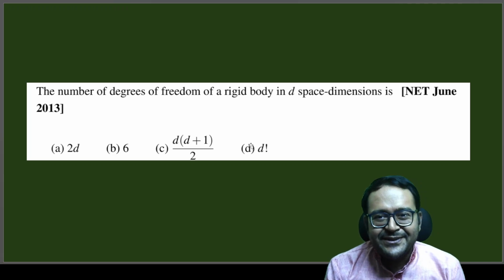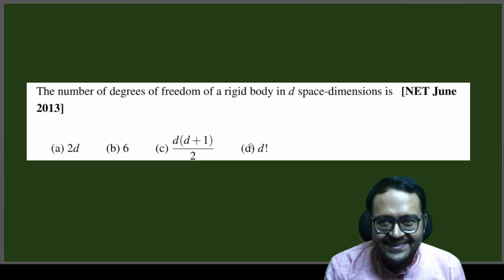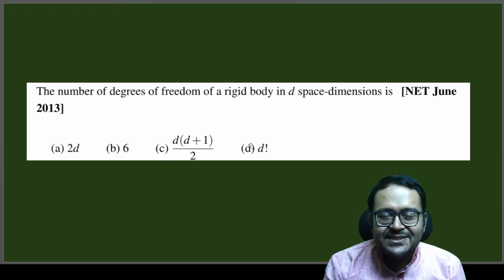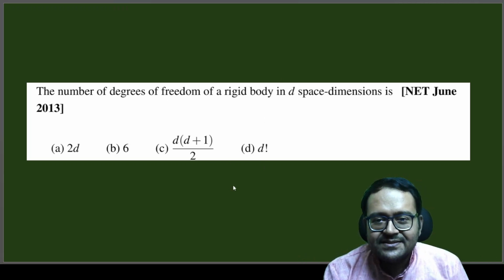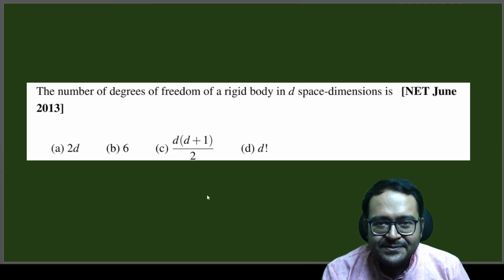What is the degrees of freedom in rigid body? 6. Okay, in 3 dimension. What will be in d dimension? d into d plus 1 by 2. You need to know, every good book writes this. Yeah, so sometimes it is written somewhere. So you need to go through the textbook.